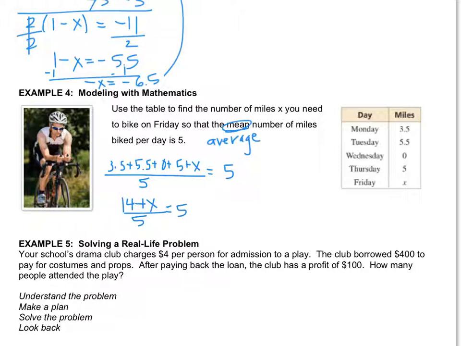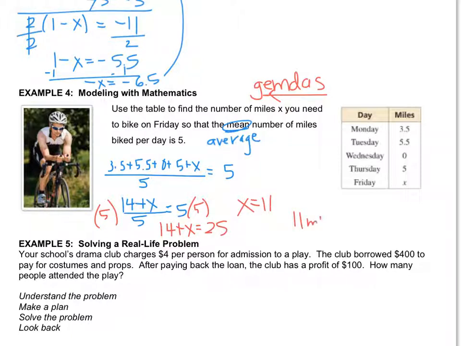And then you just have to do your inverses. So I'm going to inverse the 5 because this fraction bar is what we called a grouping symbol. So it's grouping the 14 plus x together. So if we think of GEMDAS backwards, the first thing I'm going to do is get rid of the division because I have this grouping symbol with the 14 plus x. So multiply both sides by 5. You get 14 plus x equals 25, which means that x has to be equal to 11. So you must have gone 11 miles.